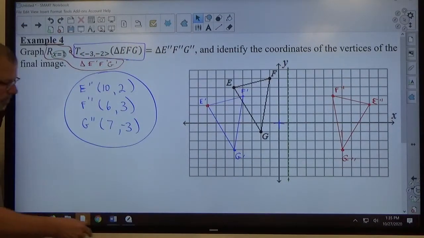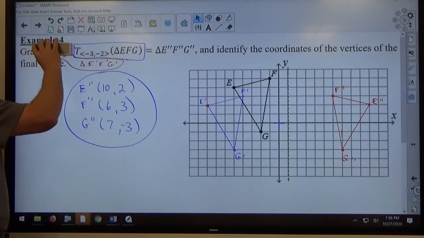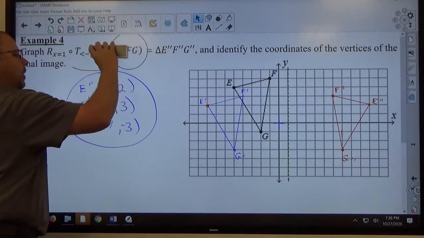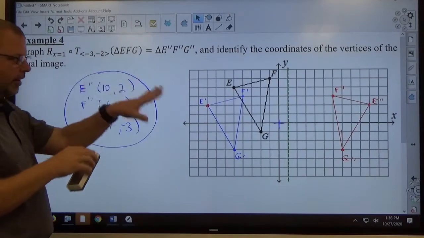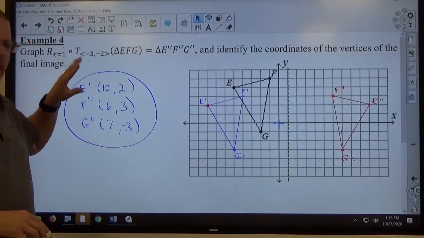A moment ago, Jocelyn said, what if we did it the other way around on the last problem, right? What if we switched the order of this stuff? So pretend that we do that. So this is it, the end. That's the final image. Those are the coordinates of the final image. All's well, that's the end of this problem.